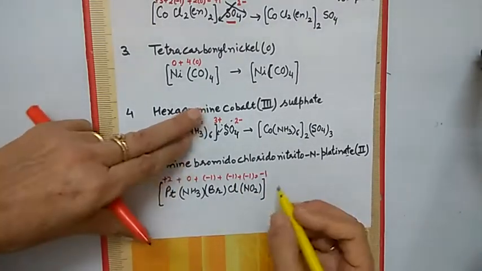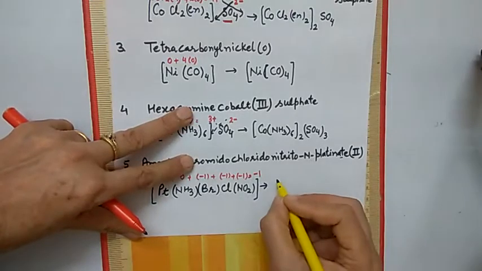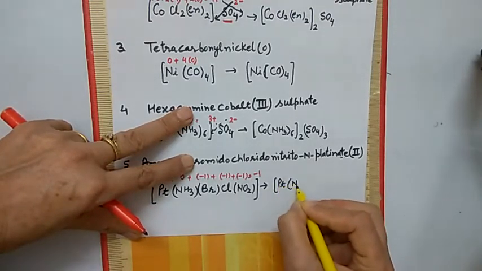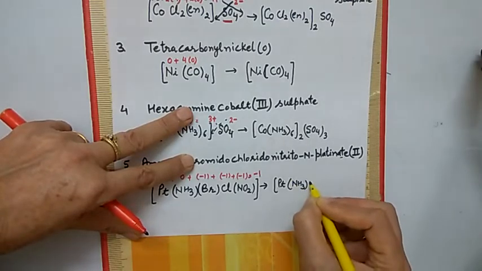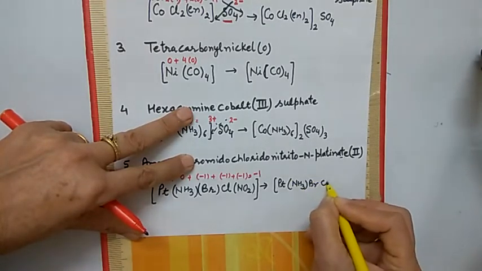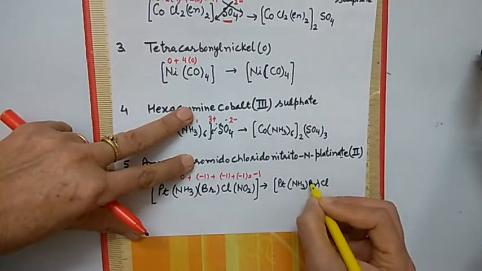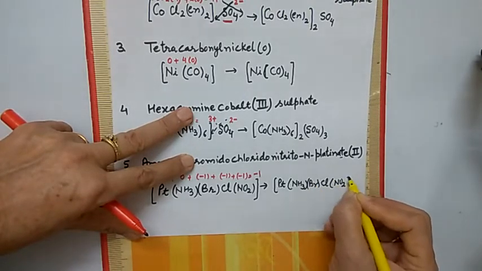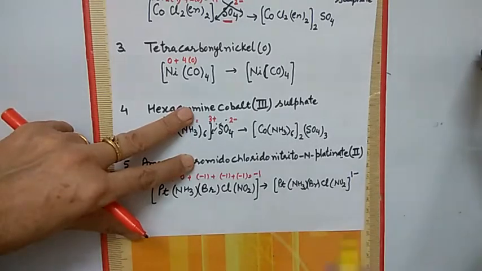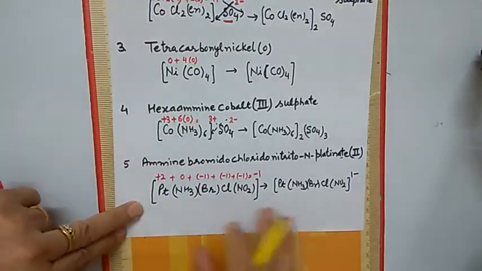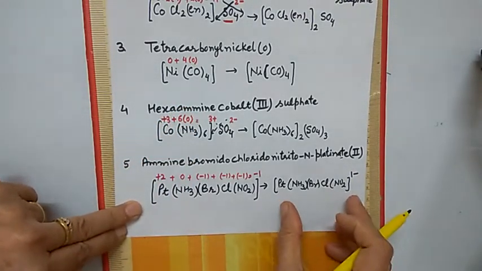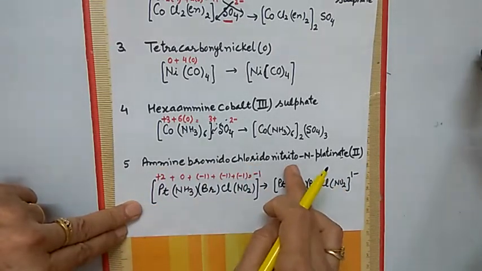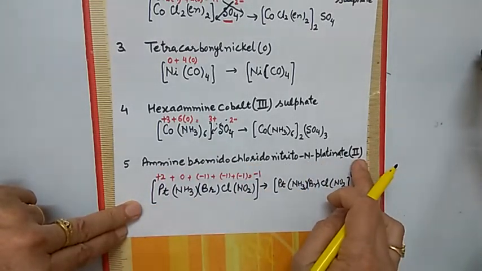So what will be the formula for this ion? That is [Pt(NH3)BrCl(NO2)] with 1 negative charge. Clear? So this is the formula for ammine bromido chlorido nitrito-N platinate 2.